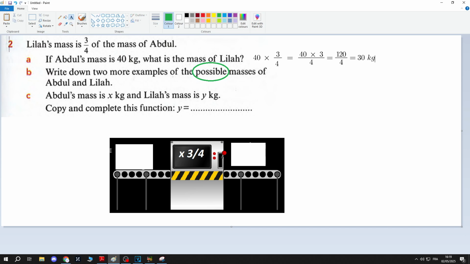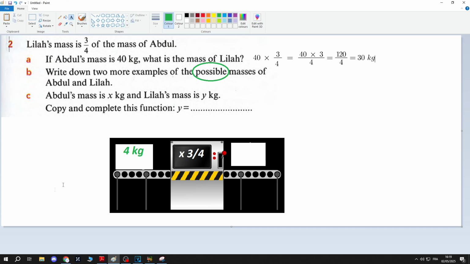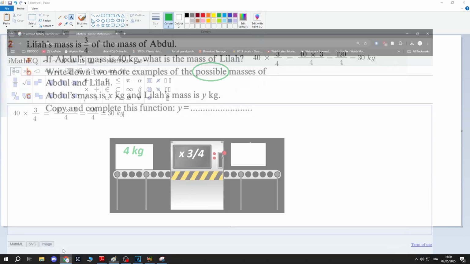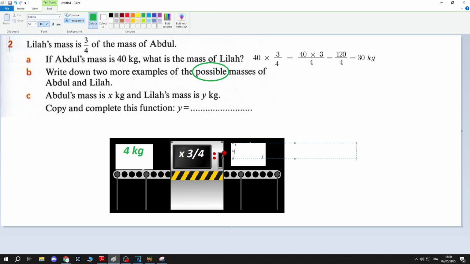Let's say Abdul weighs 4 kilograms. He has lost a bit of weight, but he took it too far. So now it would be 4 multiplied by 3/4. So let's replace this 40 by 4. So it would be 12 divided by 4, which means Lila's mass is 3 kilograms. So 3 kilograms here. So this is your first value.